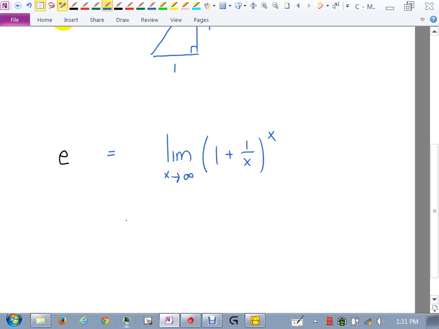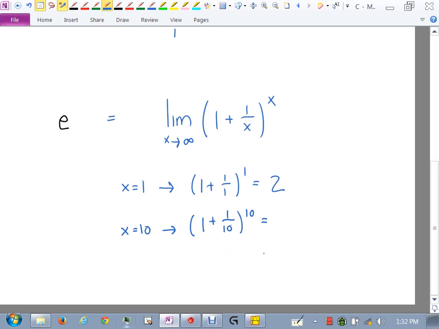So I'd like for you to just try x equals 1. What would you get if you plug 1 in here? You get 1 plus 1 over 1, to the 1, which is just 2. Now, is that close to the 2.71 something that we said? I'd say 2 is pretty far away from 2.7, wouldn't you? So let's let x get bigger. This time, plug in 10. That'd be 1 plus 1 over 10, to the 10th power.